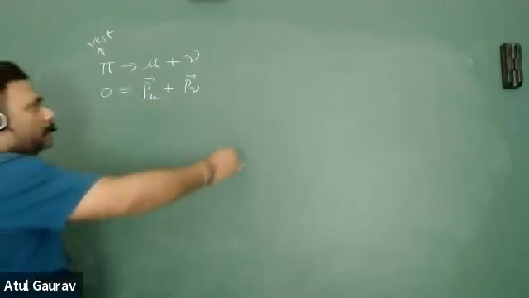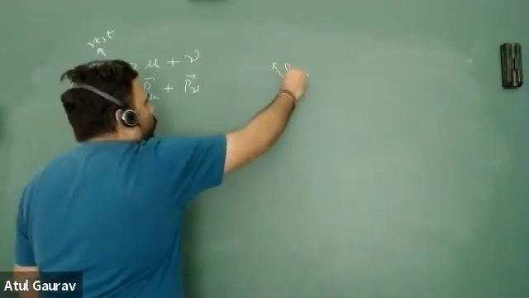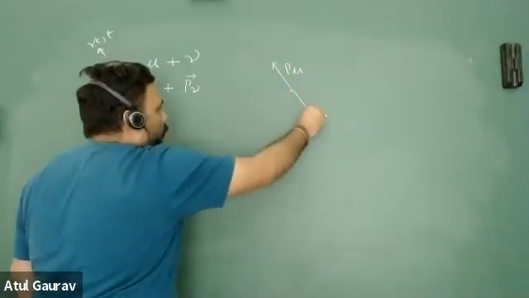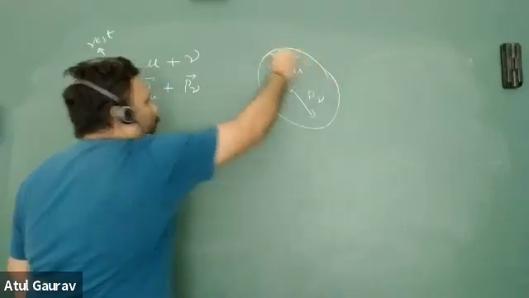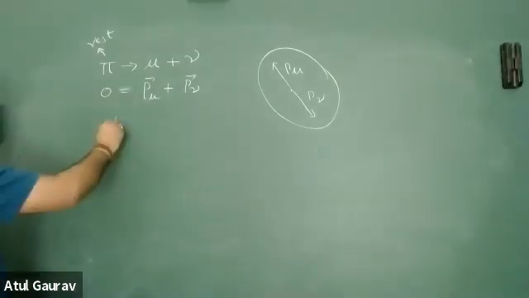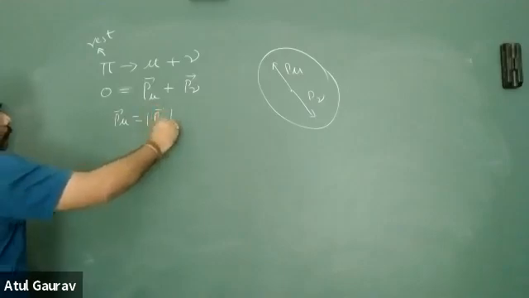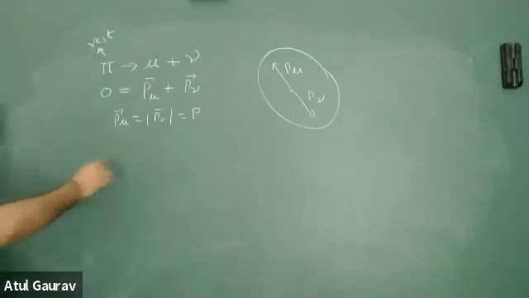So again, after the decay, if the muon is moving in this direction, this massless neutrino is moving in the opposite direction such that the total momentum is zero. So again you have P mu is equal to P nu is equal to P. So again we can easily calculate the energy. I am just writing it very fast.